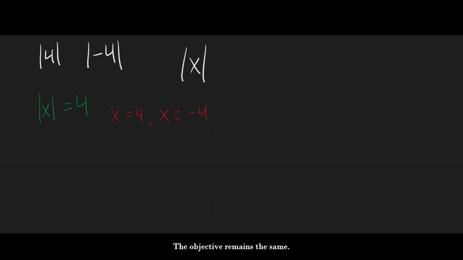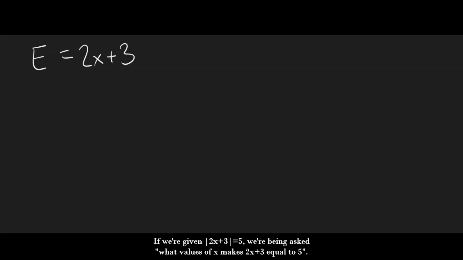But what happens when we have an entire expression inside of the absolute value? The objective remains the same. Let's call our expression e. E can stand for any expression we desire, such as 2x plus 3. If we are given the absolute value of 2x plus 3 equals 5, we're being asked what values of x make 2x plus 3 equal to 5.